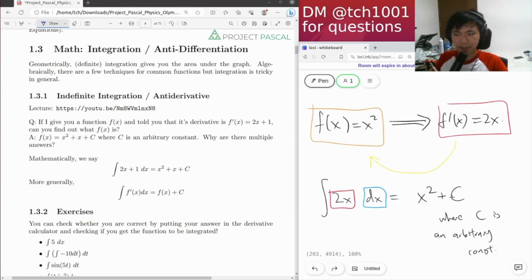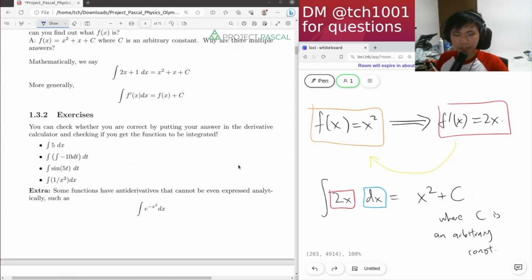And in physics, this plus c usually plays the important role of giving us the initial velocity or the initial position. We'll talk more about this later. So here are some physics examples of integrals. I'll give you a moment to try them out, and then I'll go through the answers.